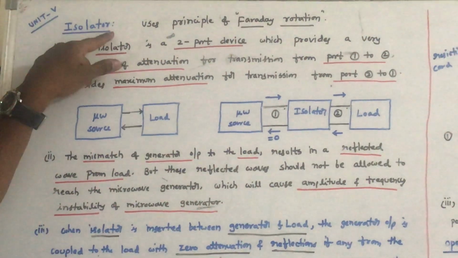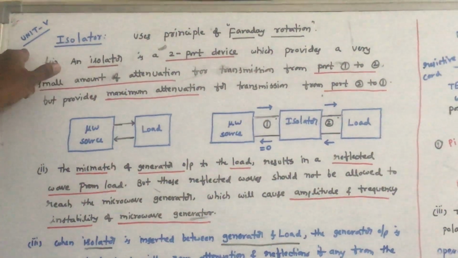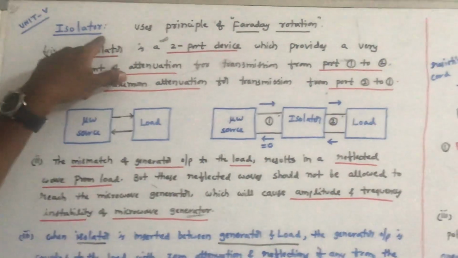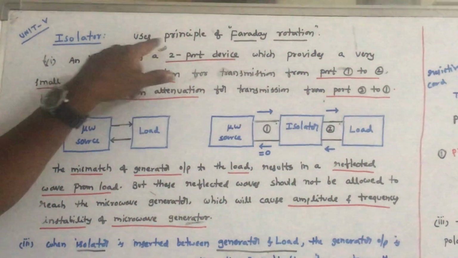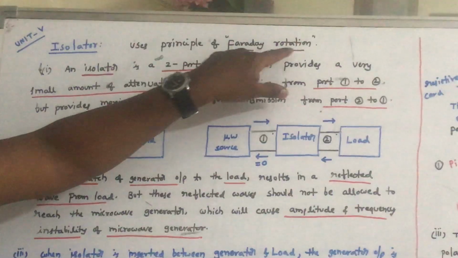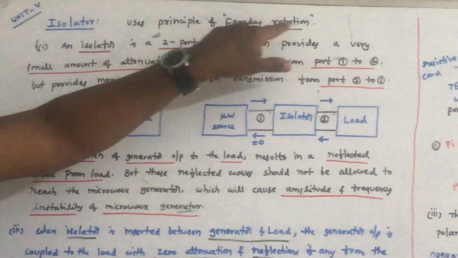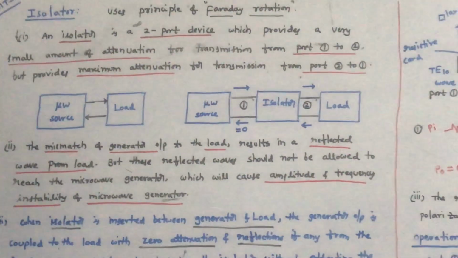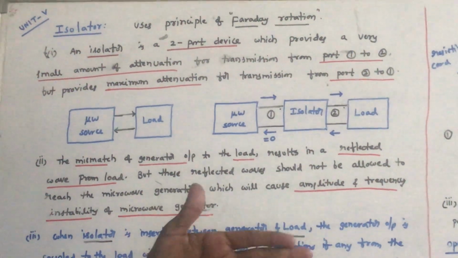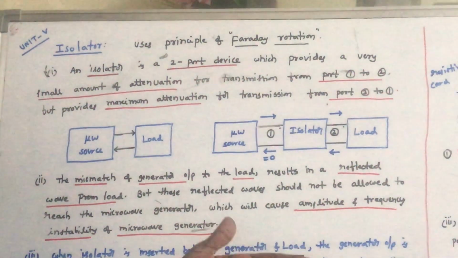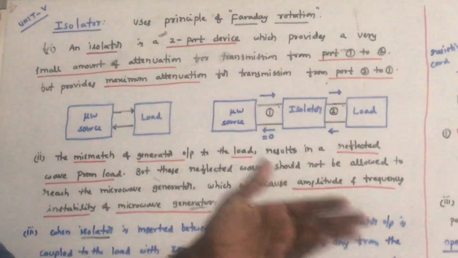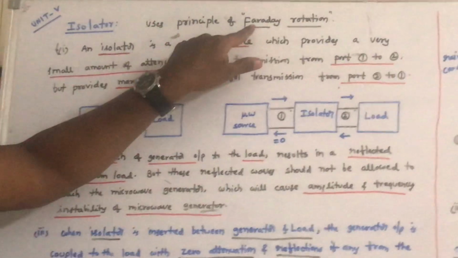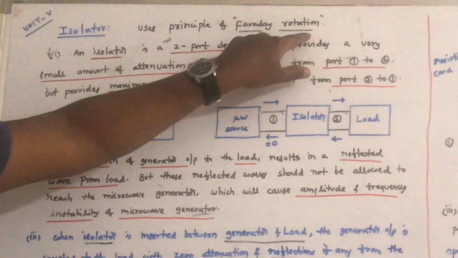So in this session we will discuss the isolator. This article comes in unit 5 of the microwave engineering subject. The isolator is a device which uses the principle of Faraday rotation. As explained in previous lectures, what is Faraday rotation? Faraday rotation is the mechanism by which the plane of polarization of the wave changes when it passes through a ferrite material. This device, the isolator, uses the principle of Faraday rotation.